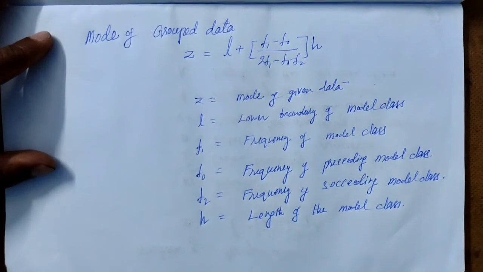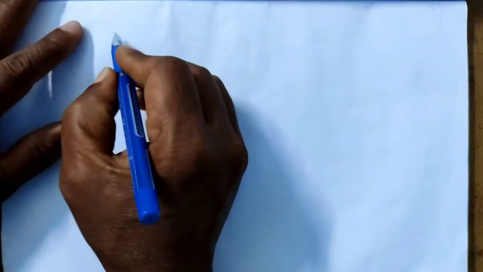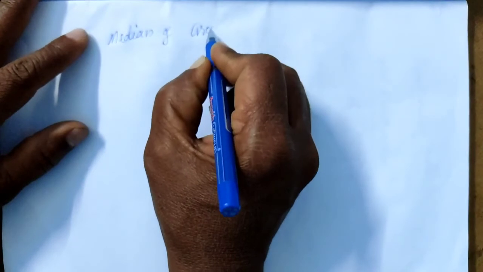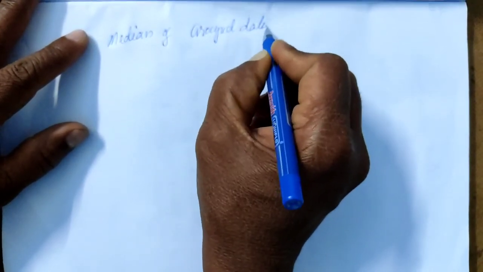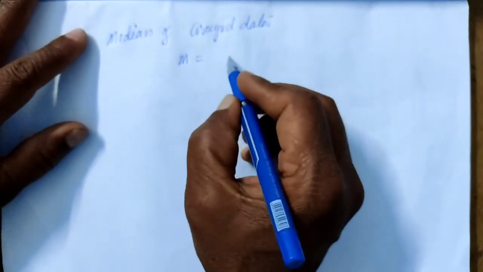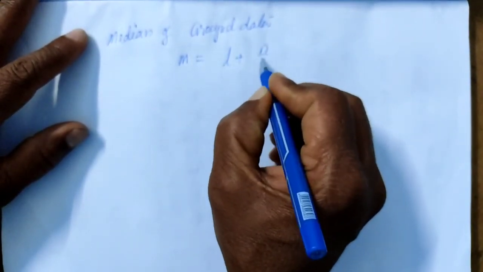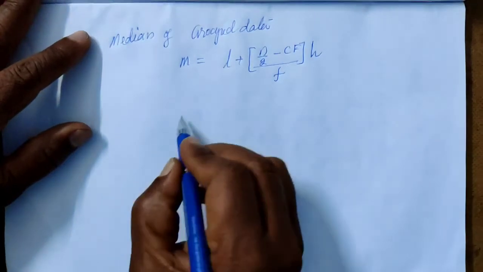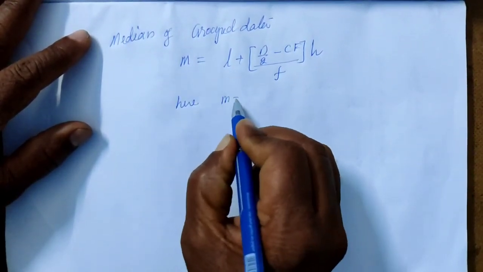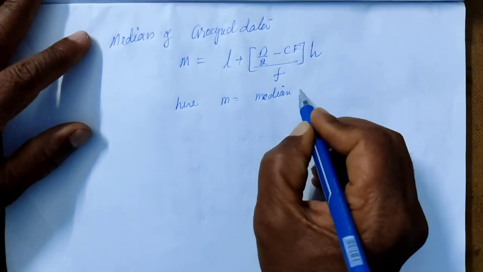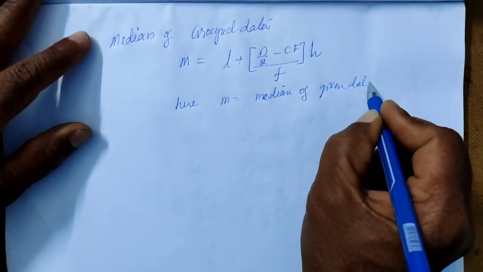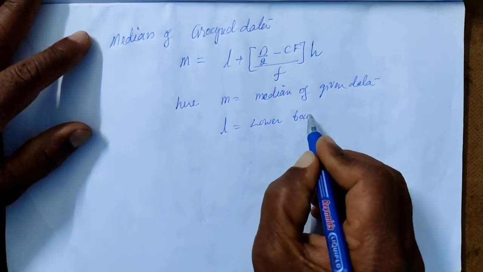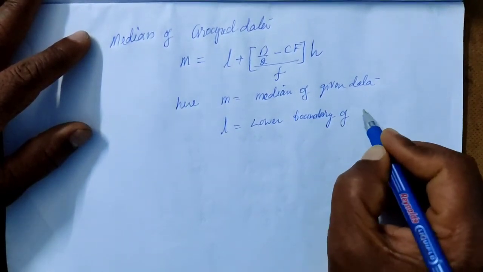Okay, and the median of group data: M is equal to L plus n by 2 minus Cf by F, into H. Here M is the median of the given data, and L is the lower boundary of the median class.